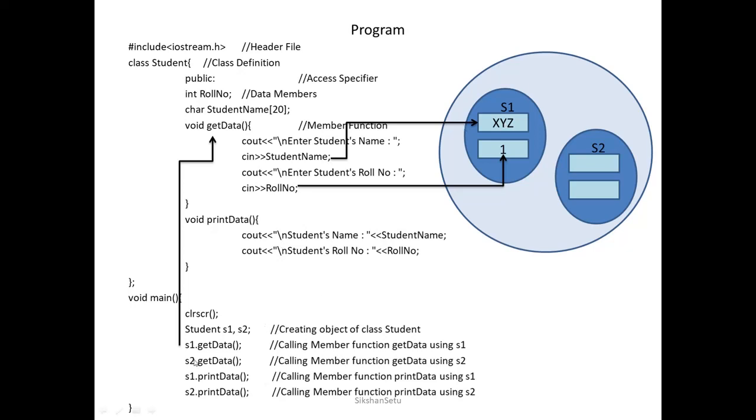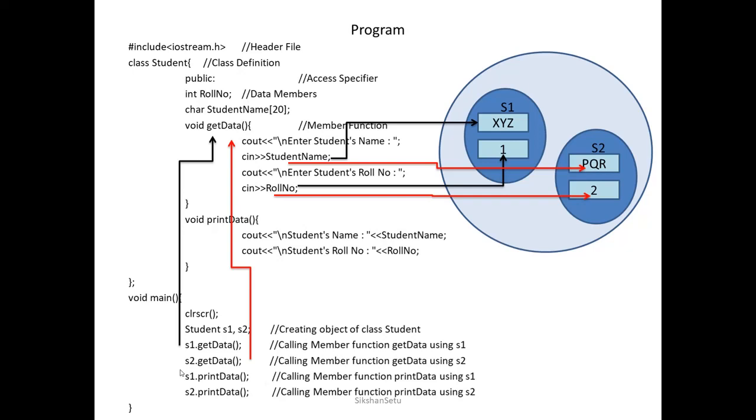Now if I call S2 dot get data, the get data function will be called again, but this time it is being called by the S2 object. So whatever student name I take will be stored in S2. Suppose I take PQR, then PQR will be saved there, and the roll number I take will be S2 dot roll number. So if I enter 2, that 2 will be stored in S2 dot roll number.